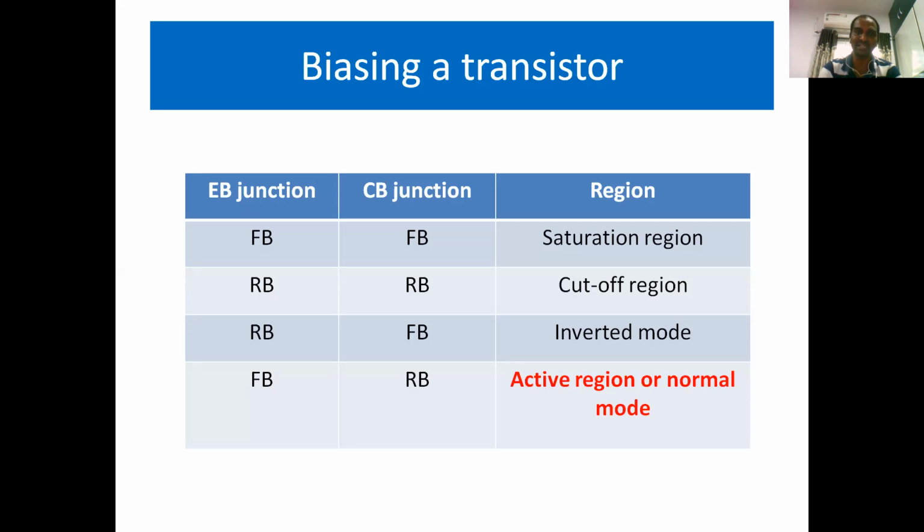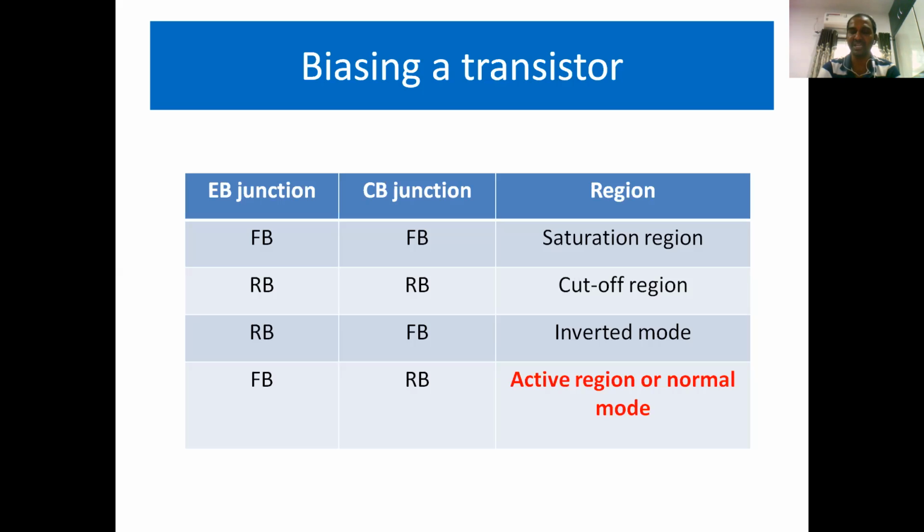And if the emitter base junction is operating in reverse bias and the collector base junction is operating in forward bias, it is the inverted mode. What is meant by inverted mode? If you know the normal mode or active mode, then you will know the meaning of inverted mode. What is meant by active mode or normal mode?